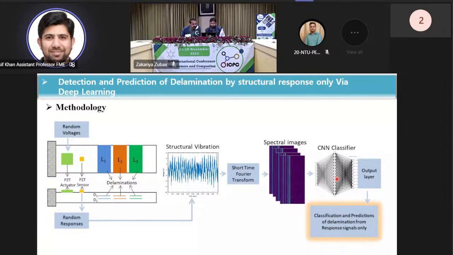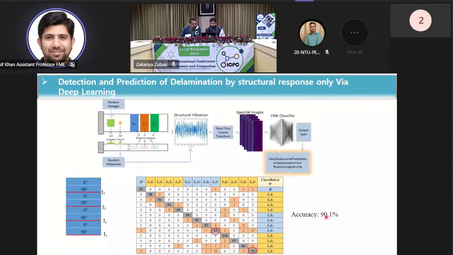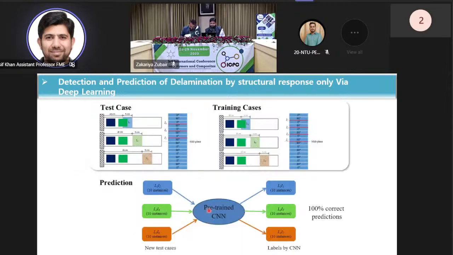And again, we were able to obtain 90.1% accuracy with a very good looking confusion matrix. And this confusion matrix was very consistent with the actual physics of the problem for different damage scenarios. Again, the pre-trained convolutional neural network was able to make physically consistent results with 100% correct prediction capability, even for the unseen cases of the damages.